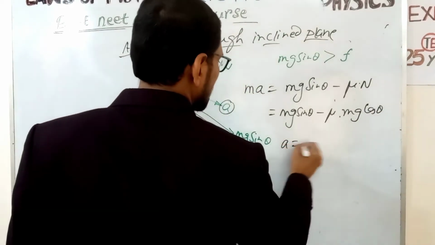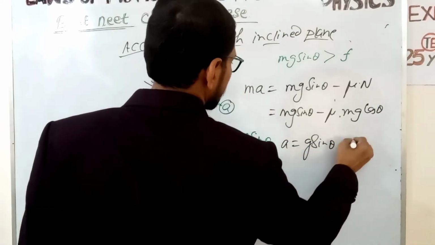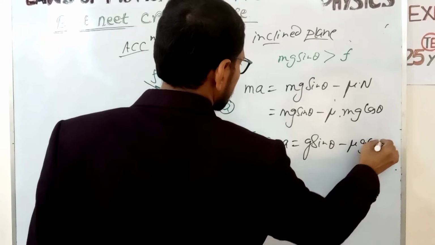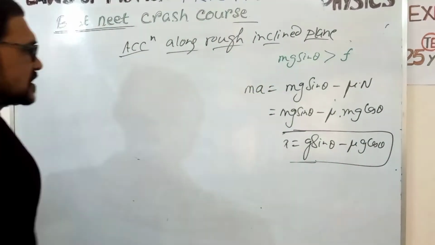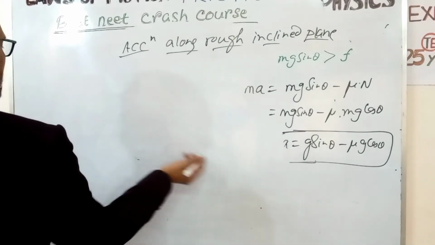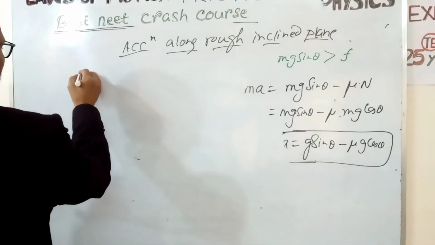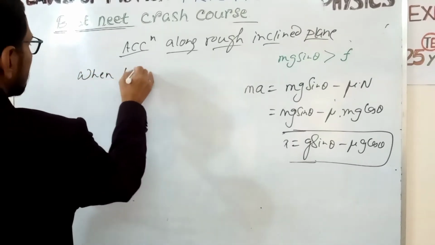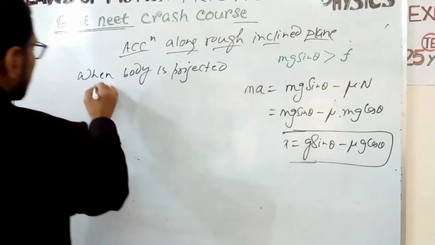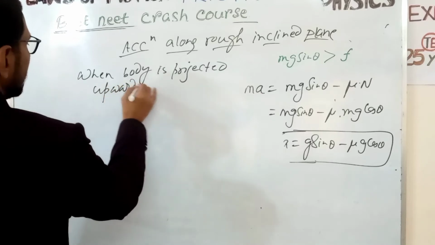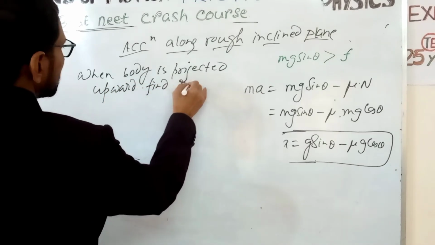So a equals g sin theta minus mu g cos theta. This is the answer. You remember this acceleration formula. Now, when the body is projected upward, what is the retardation produced? Find the retardation produced.